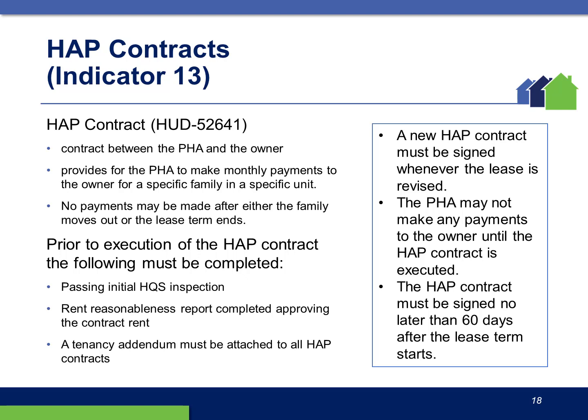The HAP contract should be signed no later than 60 days after the lease term starts. A new HAP contract should be signed whenever the lease is revised. Additionally, at the end of the tenancy, no payment can be made to the owner either after the family moves out or after the lease term ends, whichever comes first.